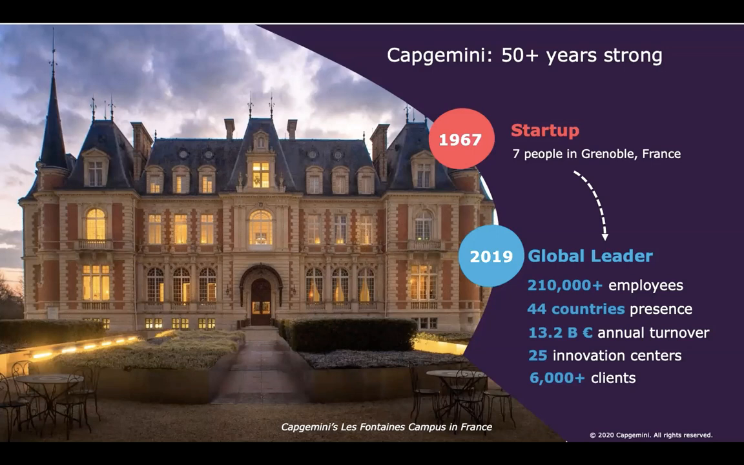They're called global business lines, and we're part of a group called Insights and Data, which is a global service line. Right now, as you can see on the screen, we're 210,000 employees, but with the recent acquisition of a relatively large company called Altran, that's actually up to 250,000. We're in 44 countries. The annual turnover, which is revenue for us in the US, says 13.2 billion; after the Altran acquisition, it's about 17 billion. We have 25 innovation centers and 6,000 plus clients across the globe.